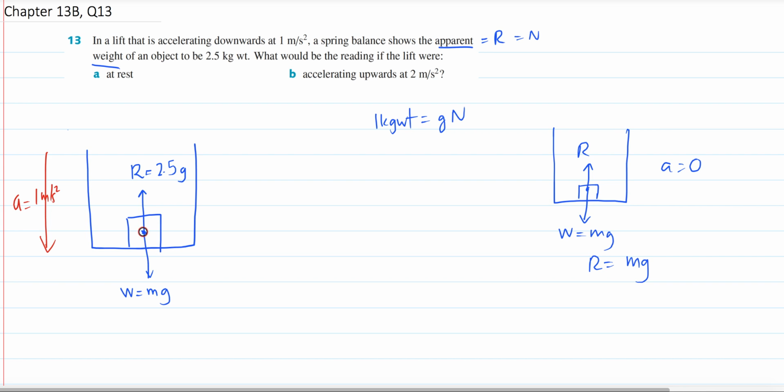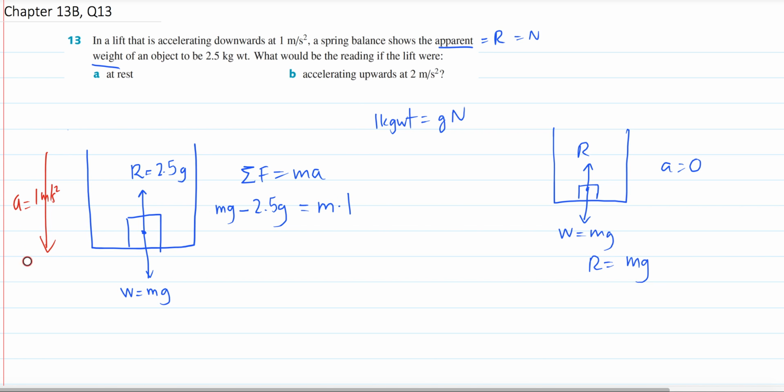We know the lift is going down, so that means the downward force, the weight force right here, is bigger than your reaction force by that proportion, okay? The acceleration equals 1. So let's have a go. We have net force equals m times acceleration. Our net force here would be mg, your weight force, minus your apparent weight, which is 2.5 g, and that would be equal to your mass times acceleration, which is just mass times 1.